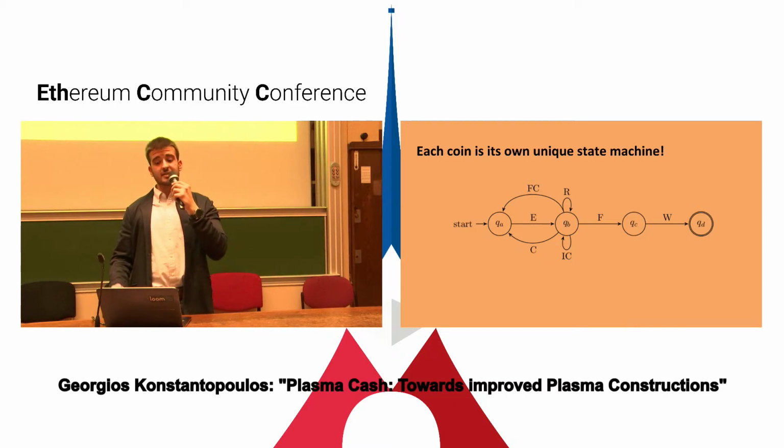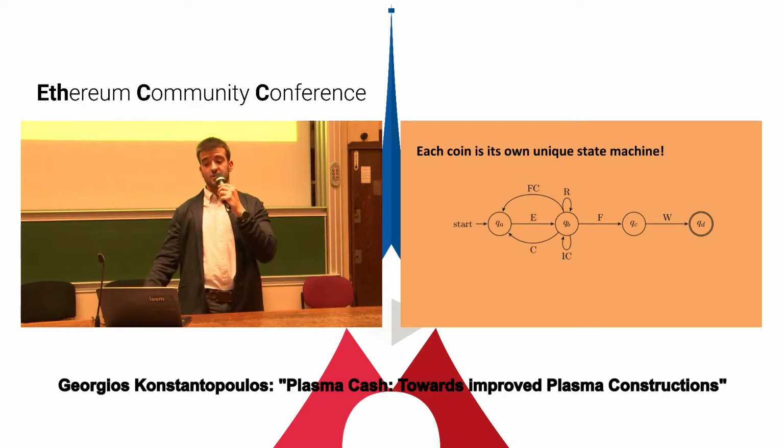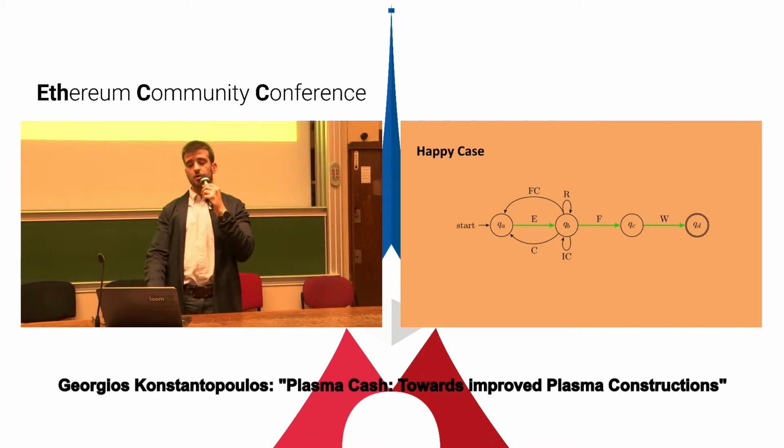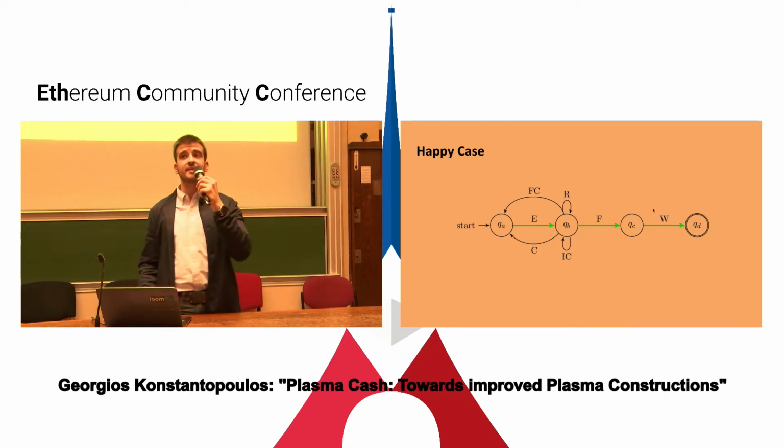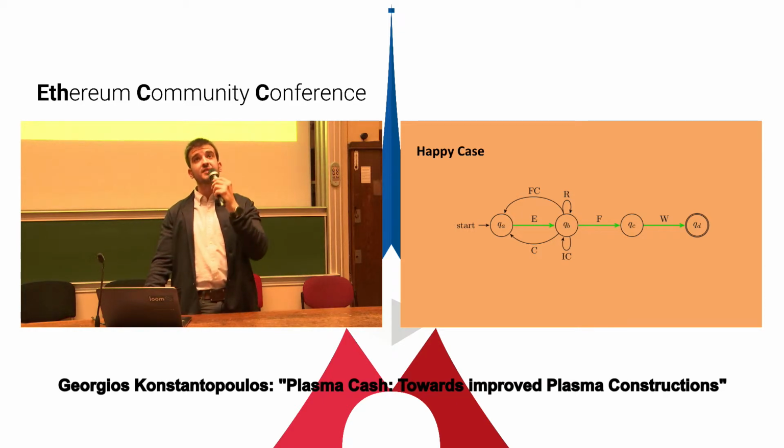The procedure for this: we model each coin as a state machine. In the happy case, I have a coin that I have just deposited. I exit it, it's in this state. I wait 7 days, I can finalize the exit, and then I can take the coin out. This is the happiest scenario, which, if we have designed our construction properly, should always happen.